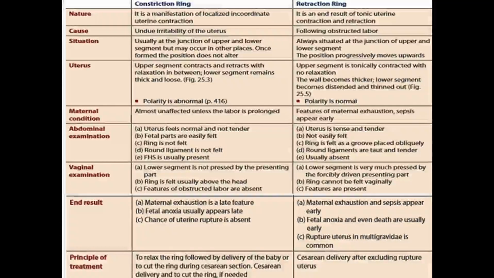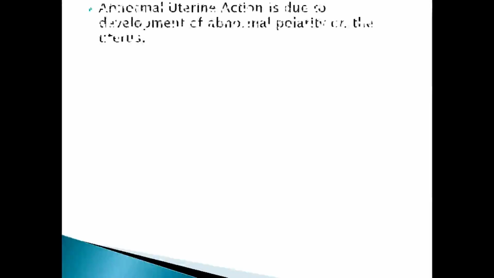This is the difference between constriction ring and retraction ring in the nature, cause, situation, the condition of the uterus, maternal conditions, vaginal examination findings, the end results and the principle of treatment.